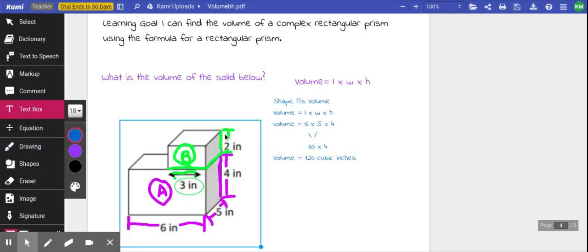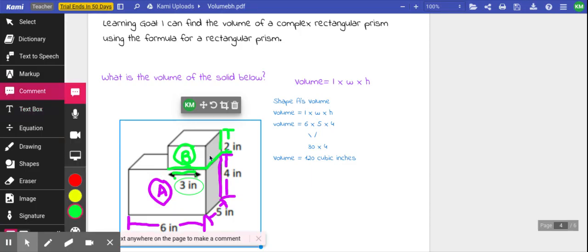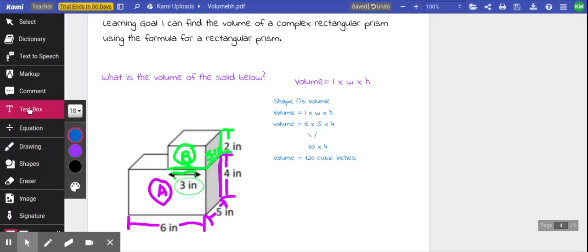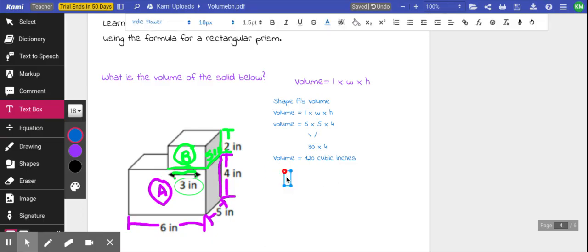So I'm going to go ahead and mark 5 inches for the width of shape B. So now I have all my dimensions. My length is 3 inches, my width is 5 inches, and my height is 2 inches. So I'm going to go ahead and put that in on my sheet.